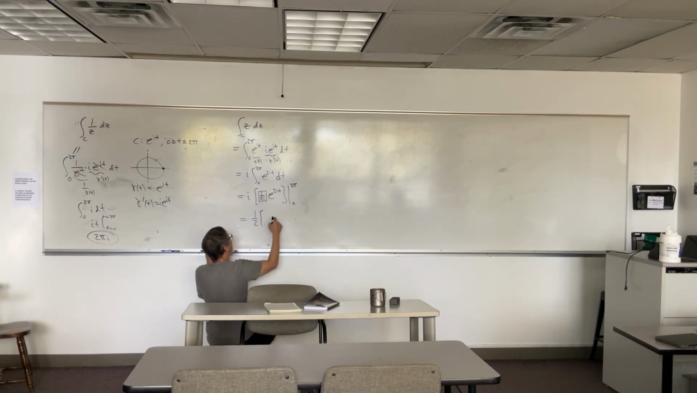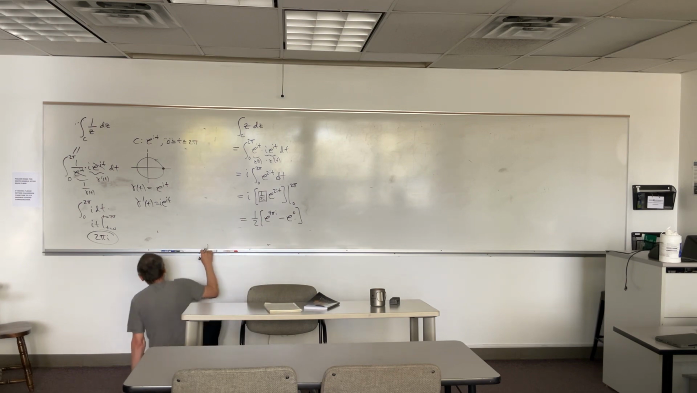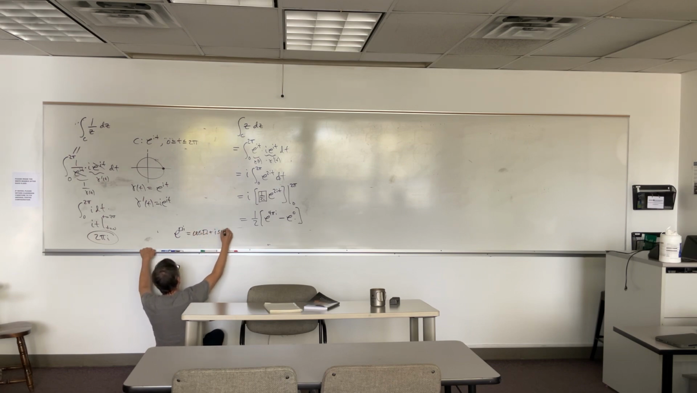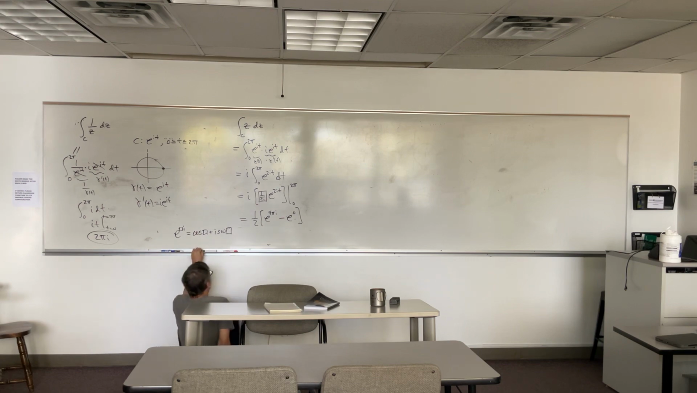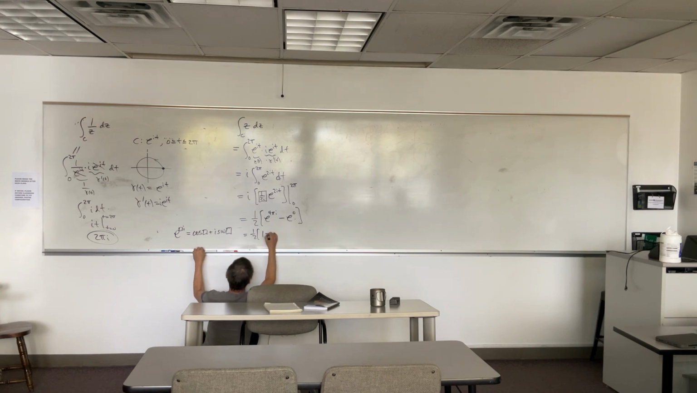So the i's cancel, and then we get e to the 4 pi i minus e to the 0. Now I have to go to Euler's identity. That e to the whatever i is cos of that, plus i sine of that. So this is going to be 1/2 cos of 4 pi plus i sine of 4 pi. This is just 1. And this is certainly just 0. We don't even need complex analysis for that. I'm going to get a 0.